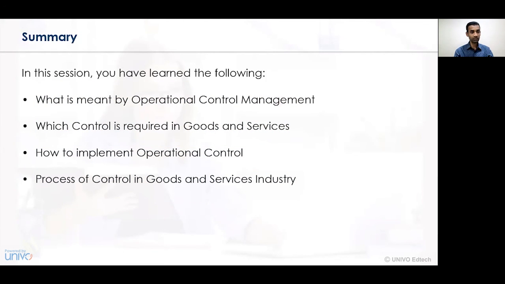Now let's summarize what we have learned in this particular session. In this session, we have understood the concepts of what we mean by operations control management. We have also seen how control is required in goods and services with respect to operations control, how various activities can be conducted, and how the operational control activities can be implemented. And lastly, how the process of controlling of the goods and service industry is undertaken.